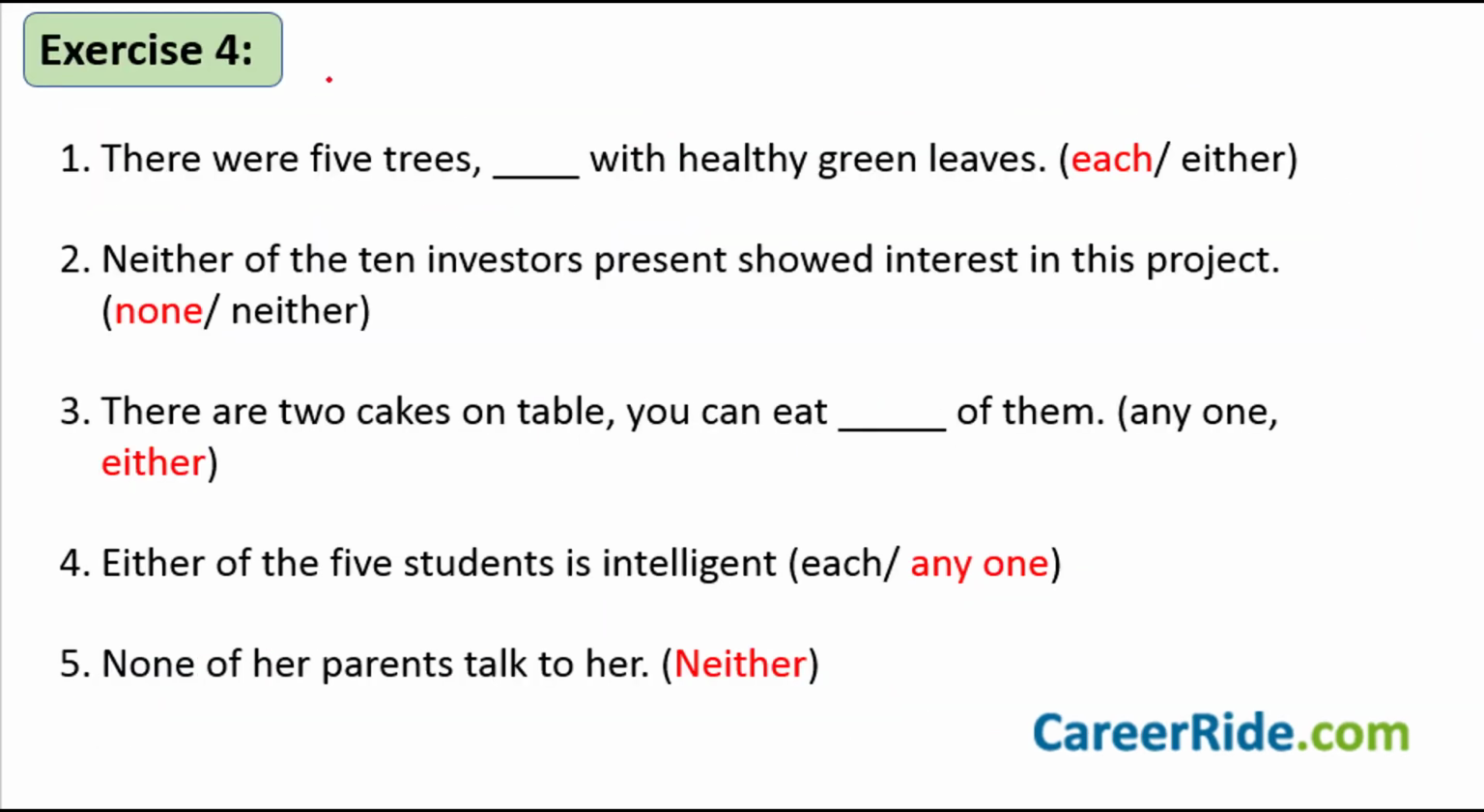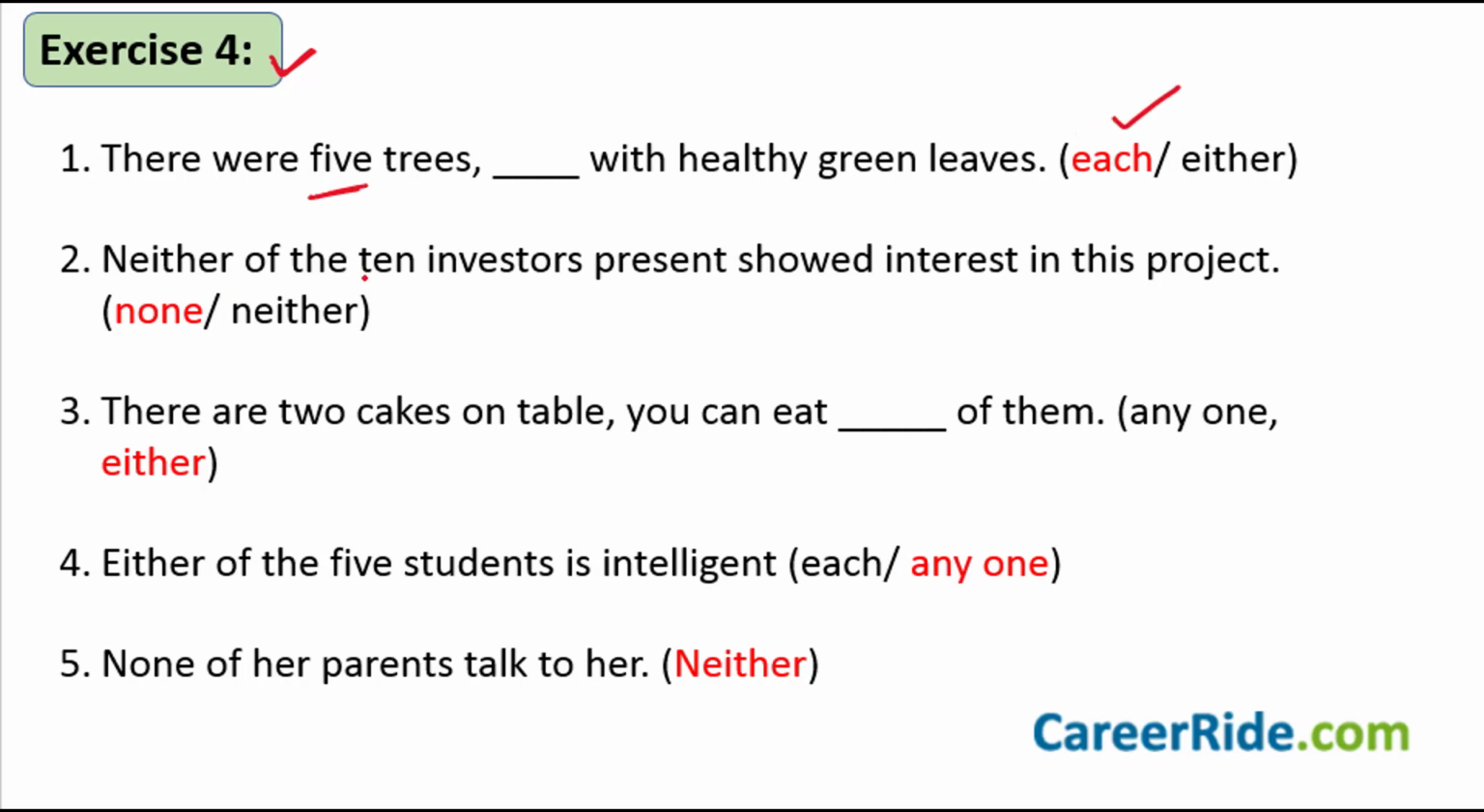Okay? Great. Let's quickly do this exercise based on distributive pronouns. There were 5 trees dash with healthy green leaves. I have marked the answers in red for you. You can quickly fill them in for yourselves wherever the need is, and I'll try to explain things to you. There were 5 trees, so each.